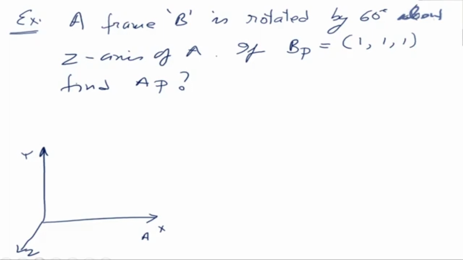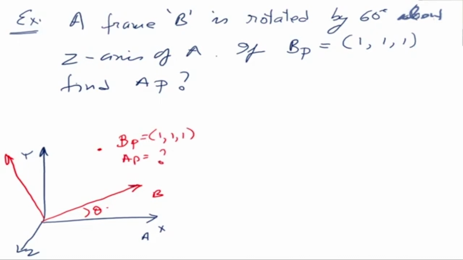So the frame B here has been rotated by 60 degrees. Let me change the color. So the frame B is rotated like this, and it's here. So this is my frame B. This is rotated by theta, and the point is P. So BP is equal to 1 1 1. I want to find what is AP. Okay, this is the question.